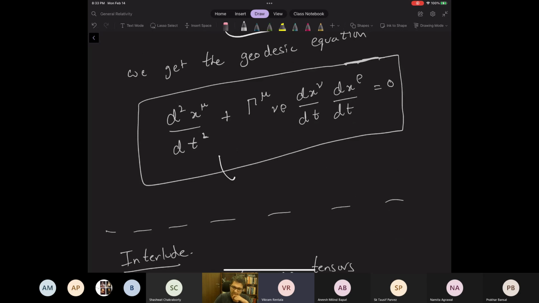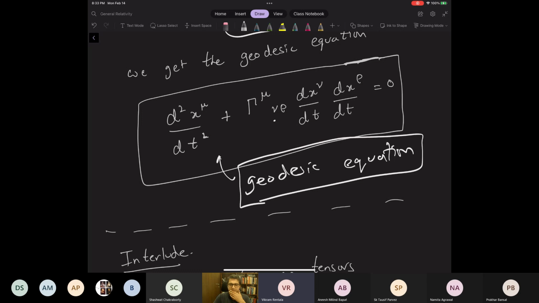You can check this later. What we'll get is d²x^μ/dt² + Γ^μ_νρ (dx^ν/dt)(dx^ρ/dt) = 0. This is called the geodesic equation. Already you can start to see that you're getting something like Newton's second law out of this. Roughly speaking, this will be something like d²x^μ/dτ². If we set our connection coefficients to 0, this is basically Newton's second law in the absence of forces.